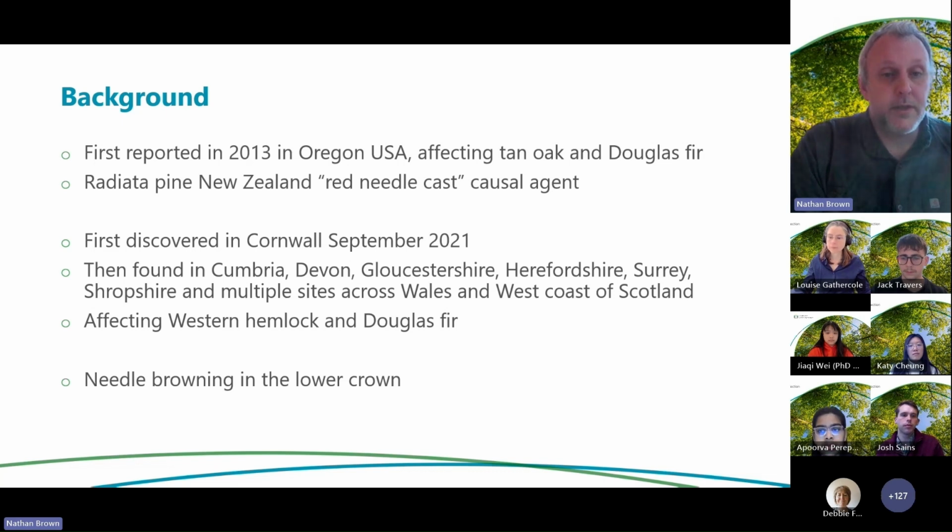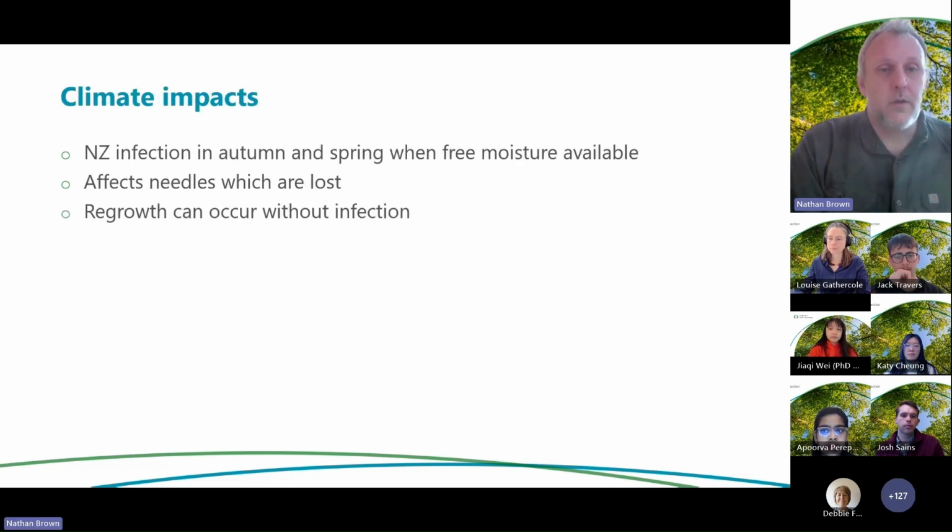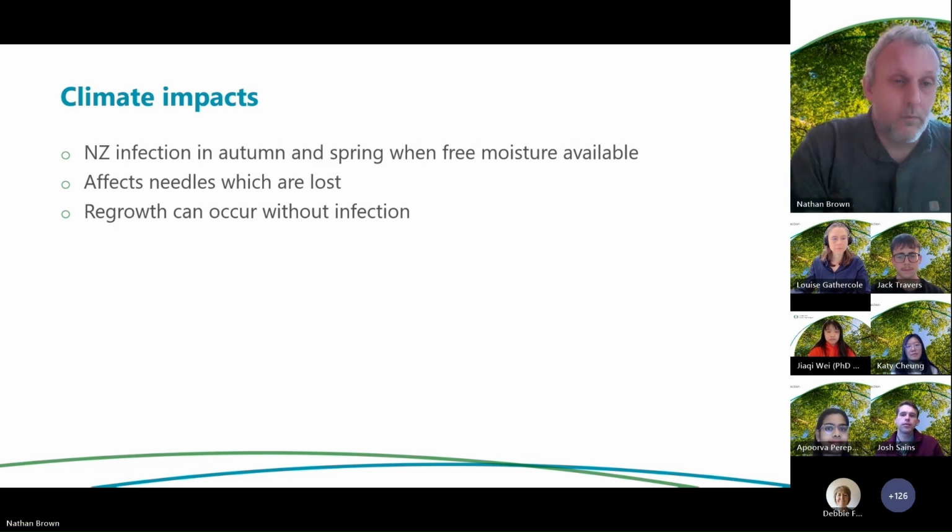First discovered in Great Britain in 2021, but quickly found in Cumbria, Devon, Gloucestershire, Herefordshire, quite widely along the west coast of Great Britain. Affecting both Western hemlock and Douglas fir. The key thing to look out for if we're wanting to spot this is needle browning in the lower crown. So again, some evidence that climate impacts this. It's something that varies in its severity between years in New Zealand. Infection linked to moister, more warm rather than hot times in the autumn and spring.